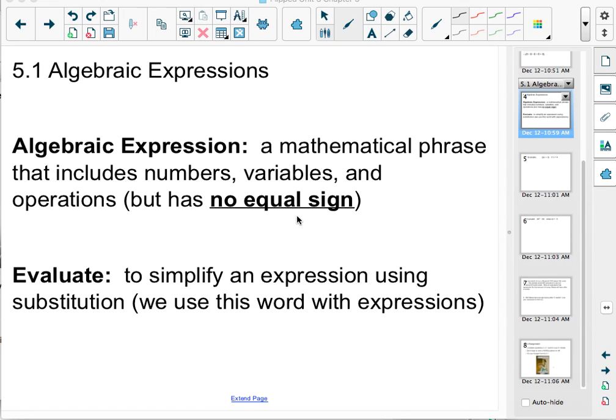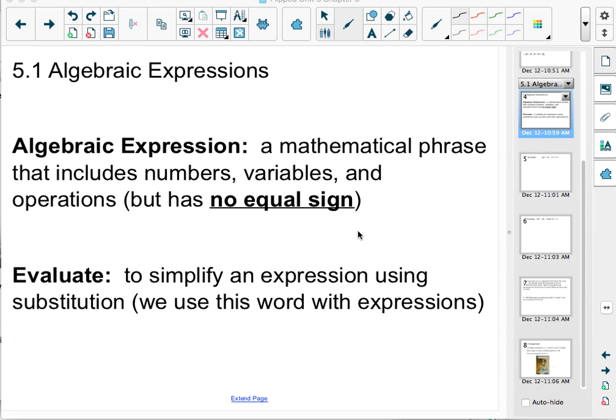This is the video for Chapter 1, Lesson 5. It's called Algebraic Expressions. We're going to start off with two vocab words. This is on your note packet. The first term is algebraic expression. This is a mathematical phrase that includes numbers, variables, and operations, but it has no equal sign. Be sure to make note that these do not have equal signs.